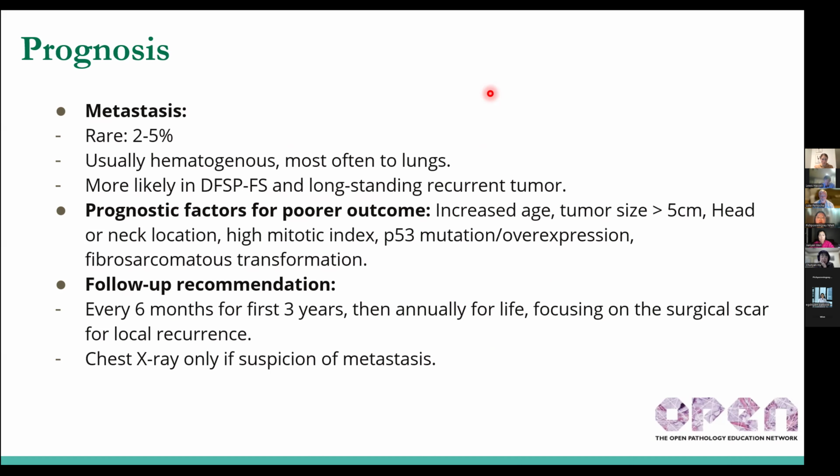Prognostic factors for poor outcome include increased age, tumor size over 5 centimeters, head or neck location, high mitotic index, p53 mutation and overexpression, or fibrosarcomatous transformation. Follow-up recommendation after surgery is every 6 months for the first 3 years, then annually for life, focusing on the surgical scar for local recurrence. And chest X-ray is done only if there's suspicion of metastasis.